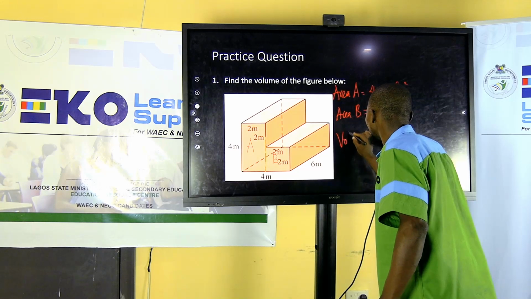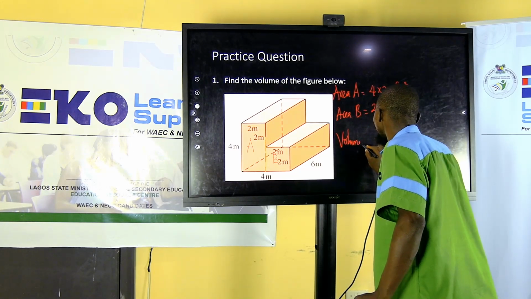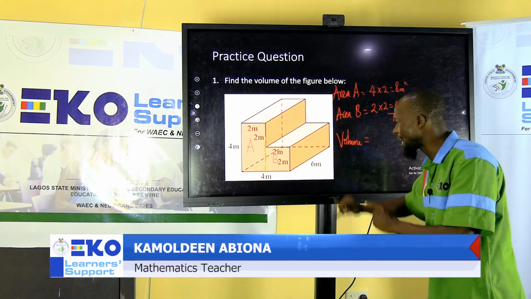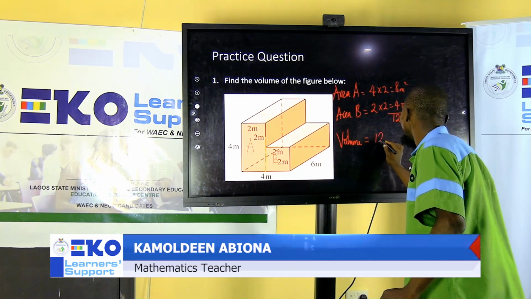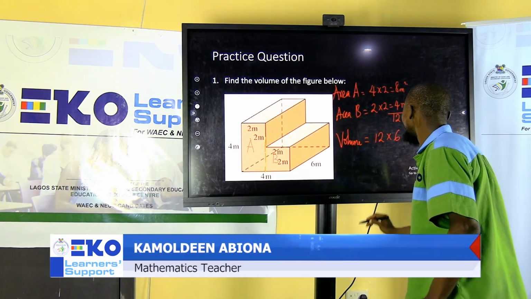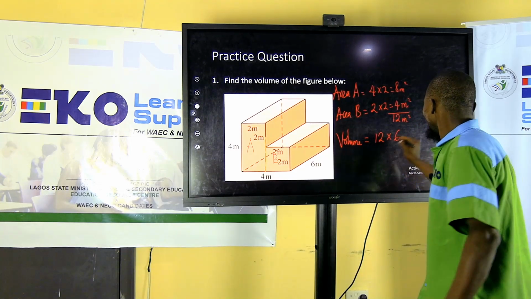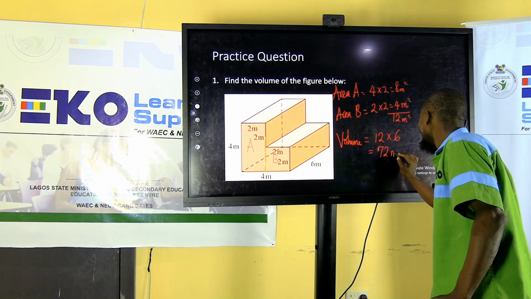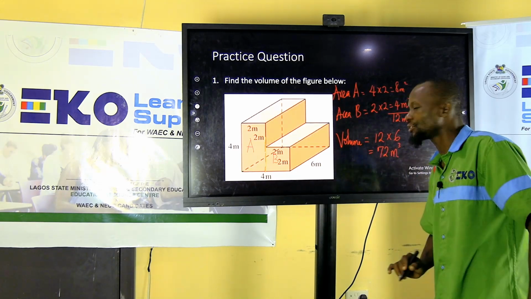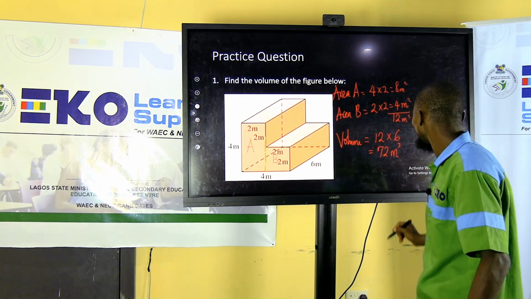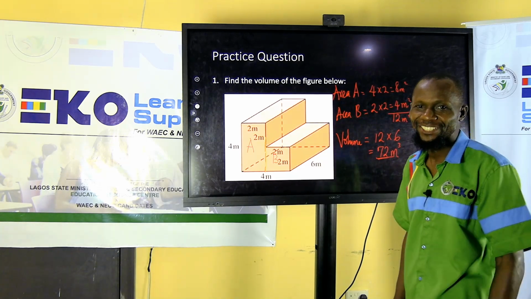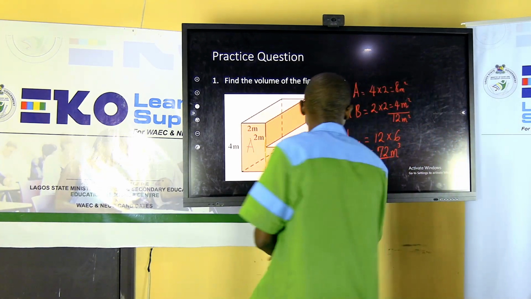Hence, our volume is cross-sectional area multiplied by the length or the height, which is 12 multiplied by 6. And that is what? 72 meters squared. Meter cube, sorry. This is volume. So it will be 72 meter cube. Did you get that? Wow, that's very interesting.